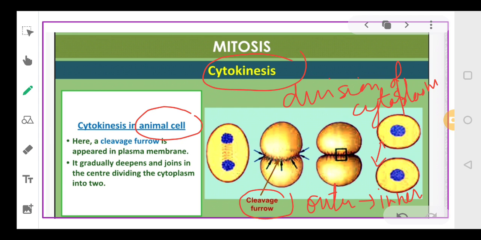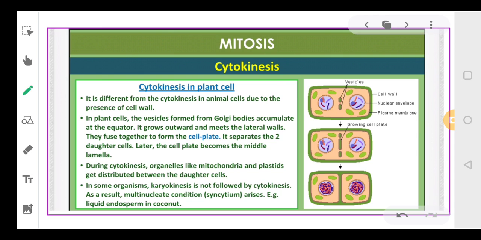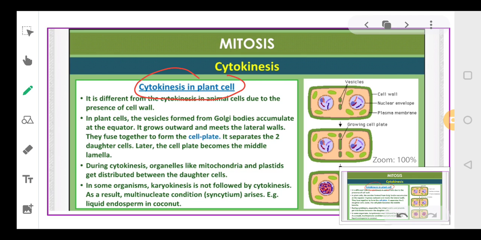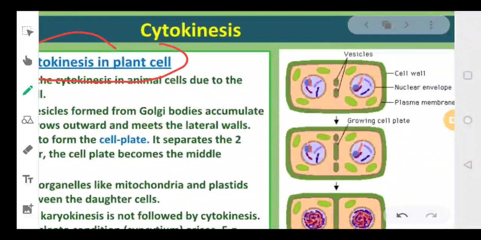So the basic difference that we have to note is that the cleavage furrow appears in the plasma membrane, and you can see it will move from outer to the inner side. Now talking about the cytokinesis in case of plant cells. See, look at the picture, first picture. As you can see here, the cytokinesis is different in case of plant cells. Why? Because they contain a cell wall. In animal cells, there is no cell wall, but in case of plant cells, we have a cell wall.